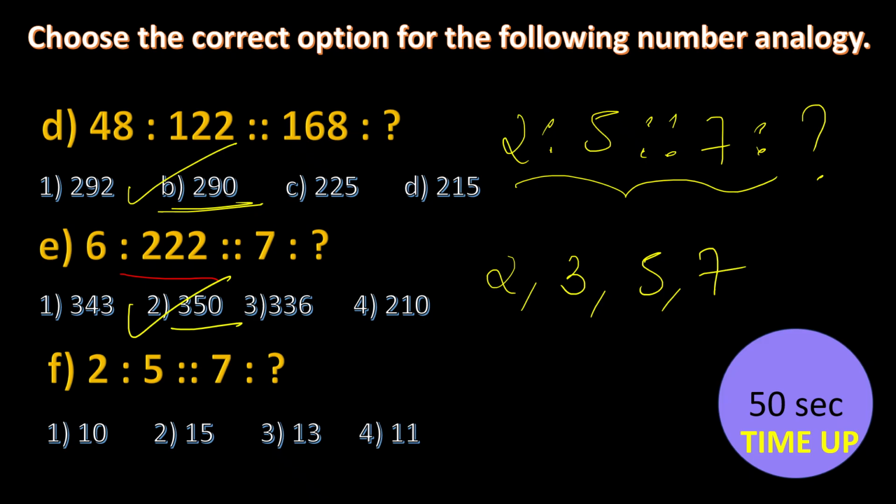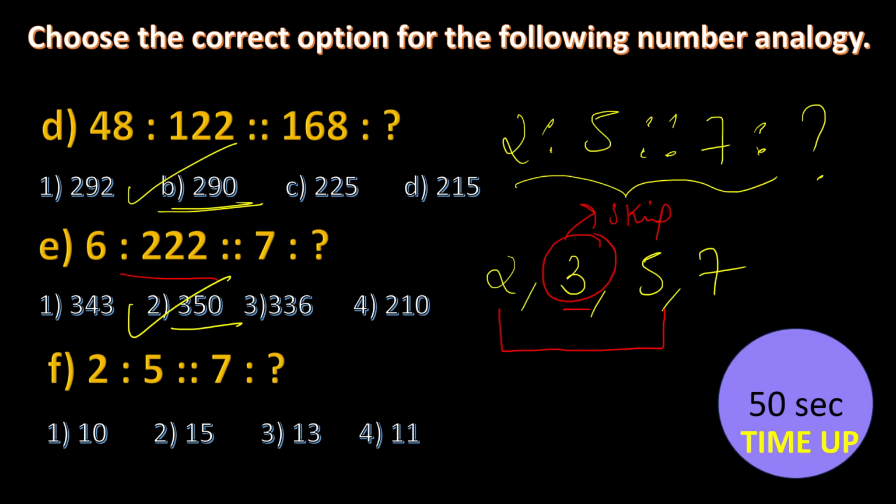Correct? Because 3 is also a prime number. So what they have done here is they have skipped 3 as a prime number. Skip किया है हम लोगों ने. Okay? So 2 के बाद डायरेक्टली क्या लाया है? 5 लाया है. Skip किया है 3 को.